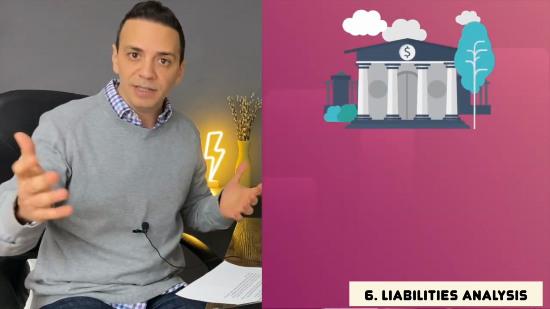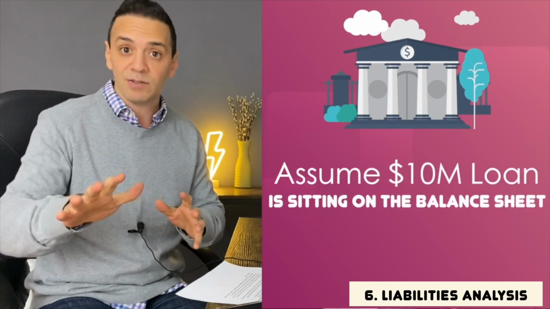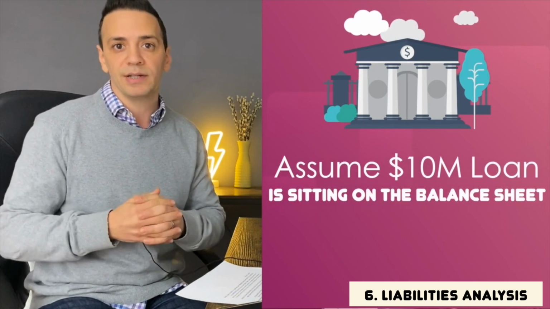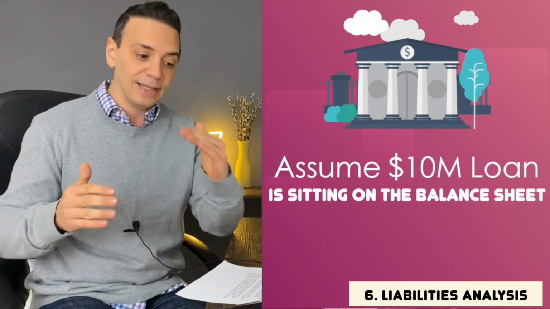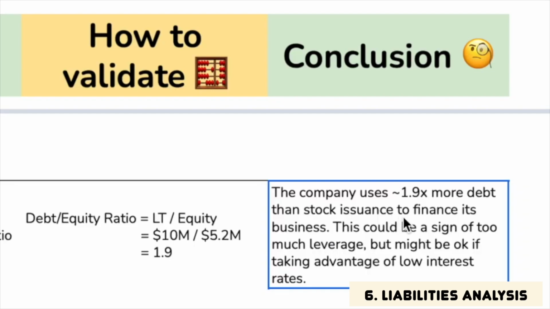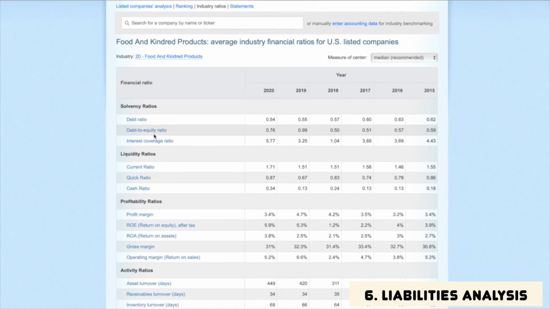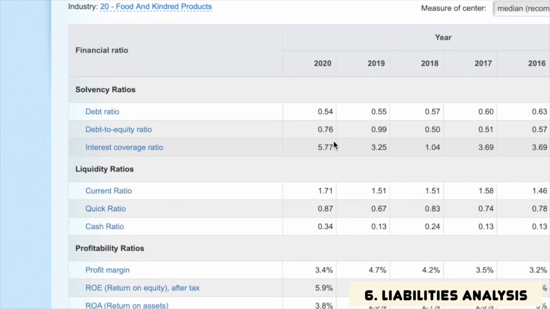And as a quick example of what I'm talking about, let's say the company has $10 million of debt on the balance sheet, and that sounds like a lot, but the right way to look at this is to compare it to equity and do a debt to equity ratio, and then compare it to other companies in the same industry to figure out if the company is taking too much risk.